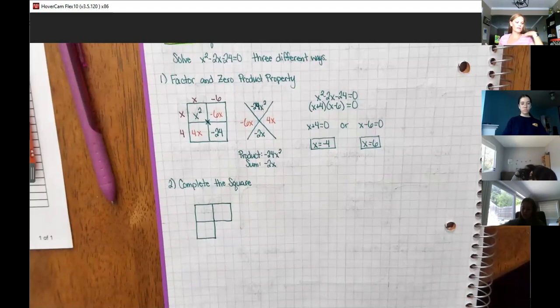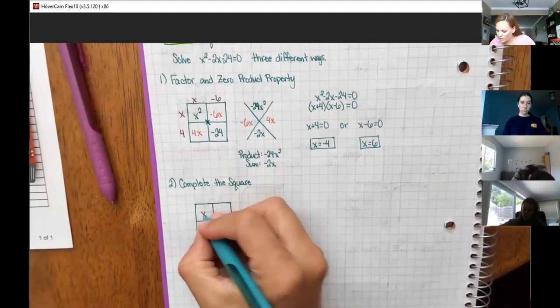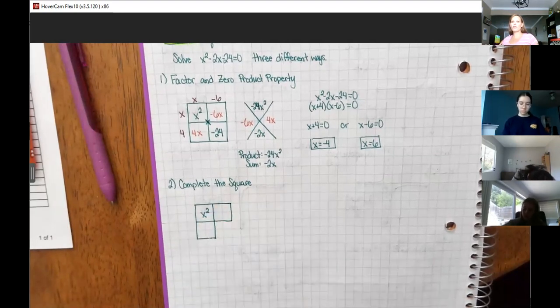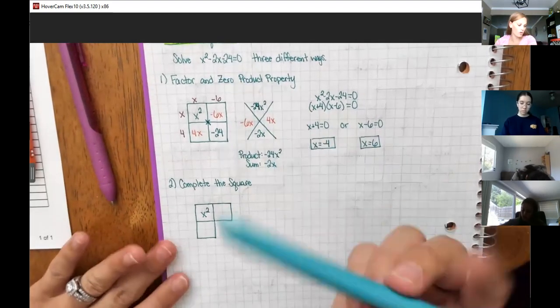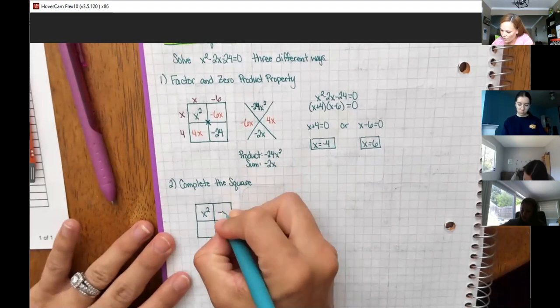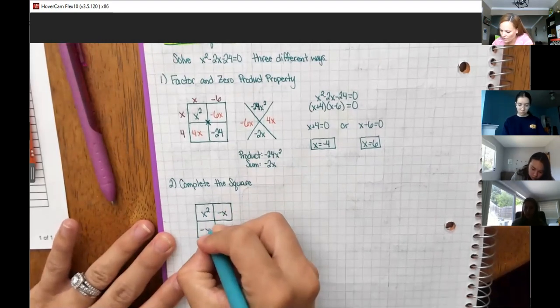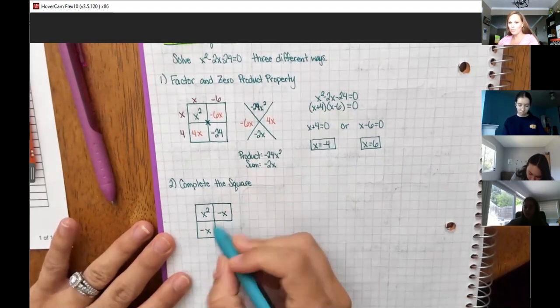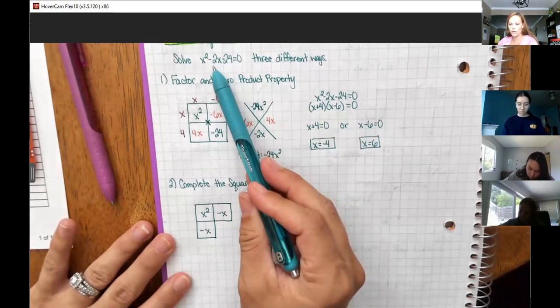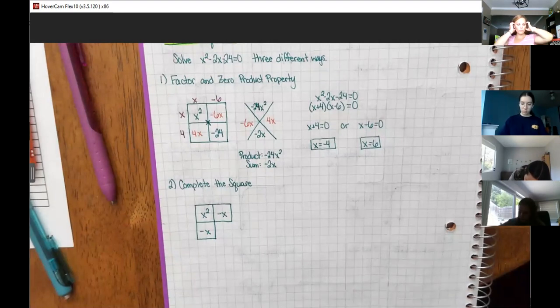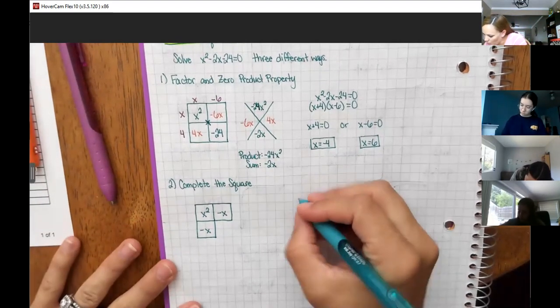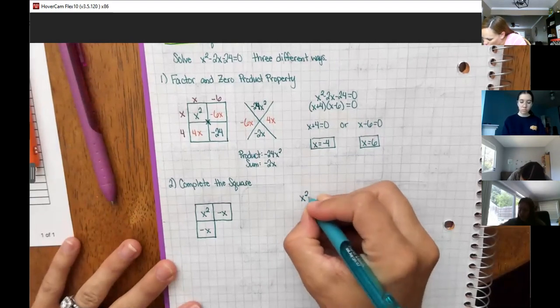So with completing the square, your x squared goes here still. And then you split your b term, your middle term, in half. Since this is -2, this would be -1x or just -x in both of these. So these have to add up to that middle number, -2, and they have to be the same. So again, I'm just going to write my equation off to the side.